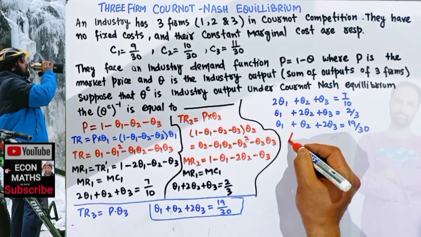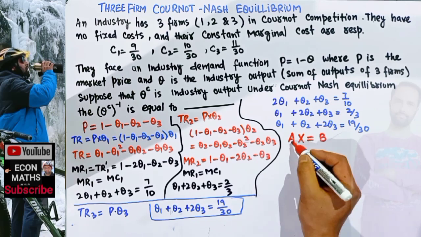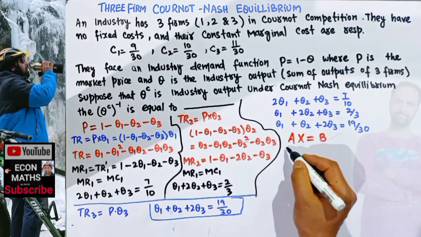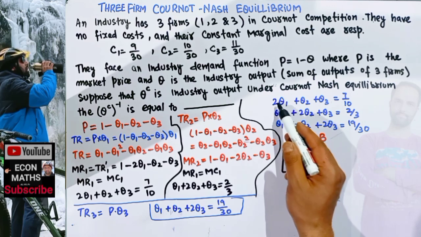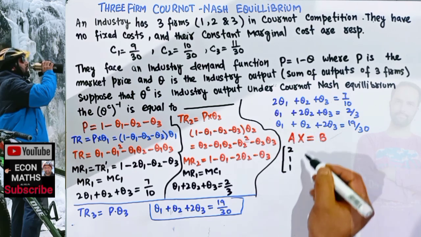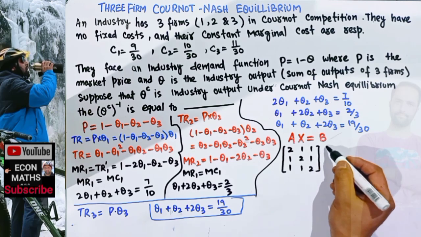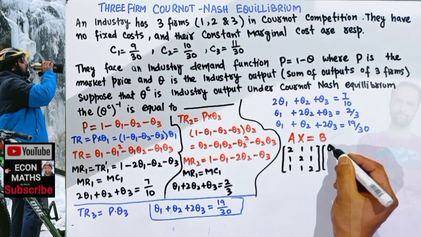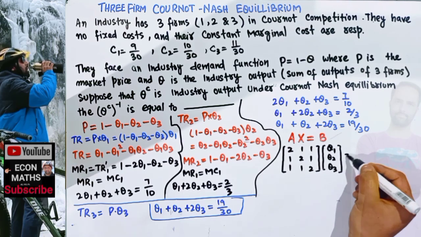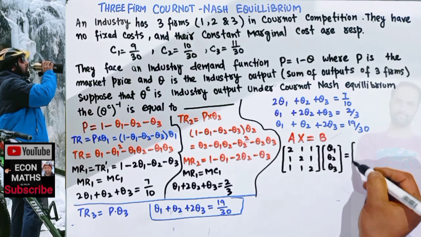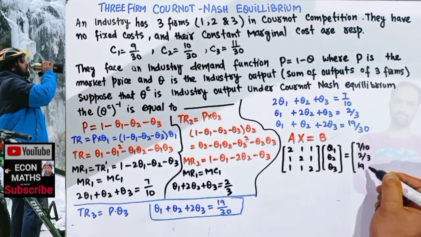We write it in matrix form in such a manner, that means A times X is equal to B, where A denotes the coefficient matrix, and let me write it here. So what will be the coefficient matrix? That means the coefficients of Q1, Q2 and Q3. So I can write 2, 1, 1, then we have 1, 2, 1, then we have 1, 1, 2. X denotes the solution vector that we want to find, that means we want to find the values of Q1, Q2 and Q3, and it should be equal to the vector of constant terms here. That is, we have 7 upon 10, 2 upon 3, 19 upon 30.